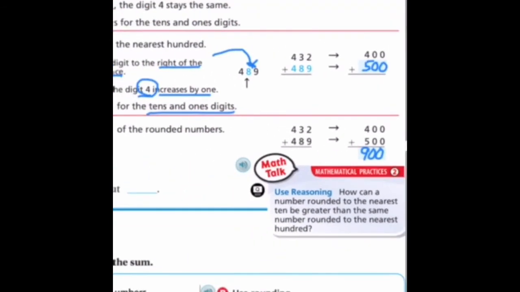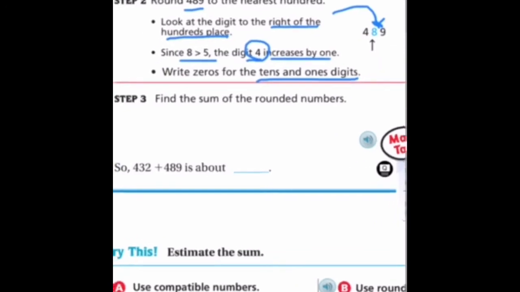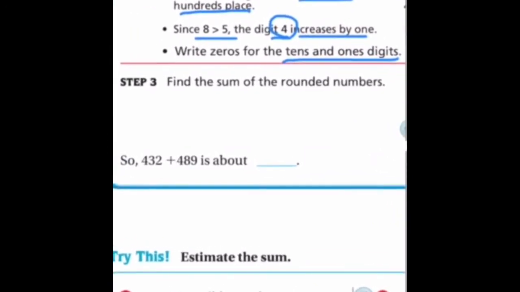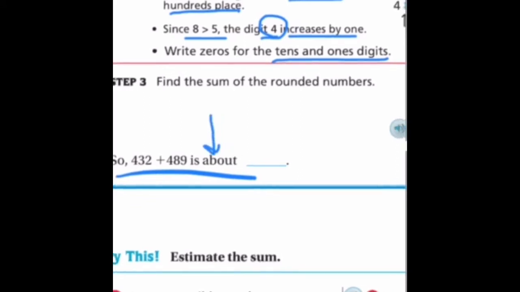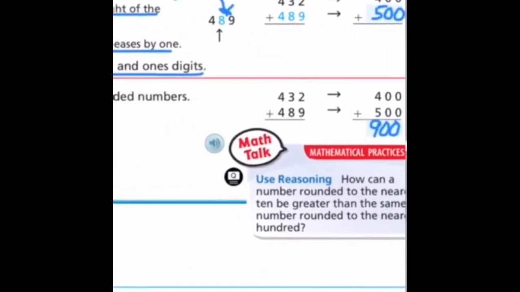Now, if that doesn't make sense, continue to draw your number line. So we have to answer our final question here. 432 plus 489 is about, remember that's the rounding part, and we said it was 900. So I can write in 900.